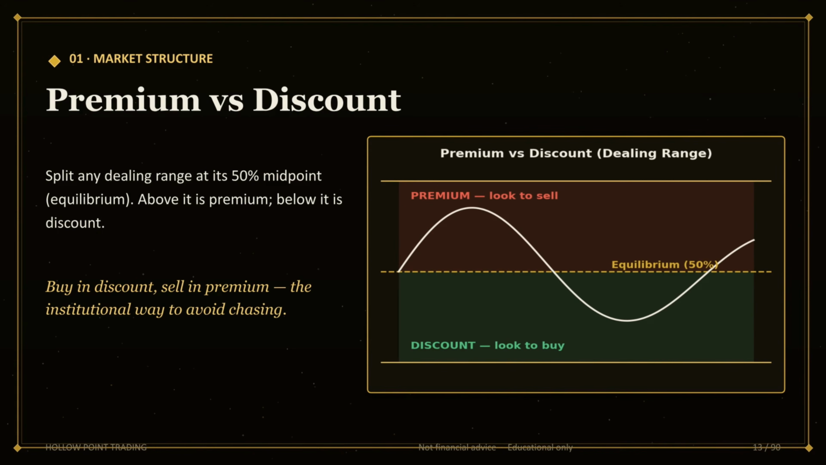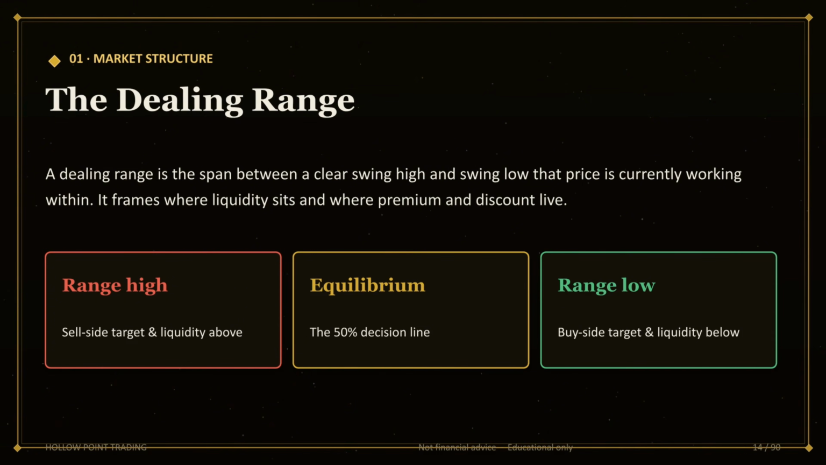By splitting a dealing range at its 50% equilibrium, you can identify where it is institutional to buy or sell. A dealing range is defined by the span between a clear swing high and swing low. It provides the framework for identifying liquidity and determining if price is in a premium or discount zone.